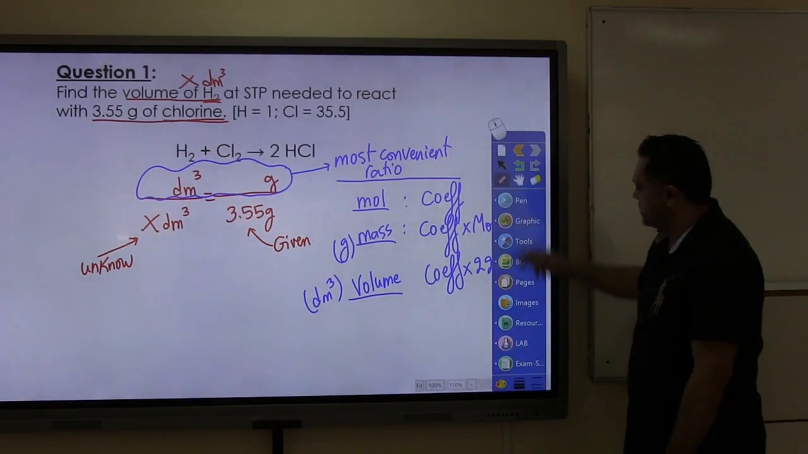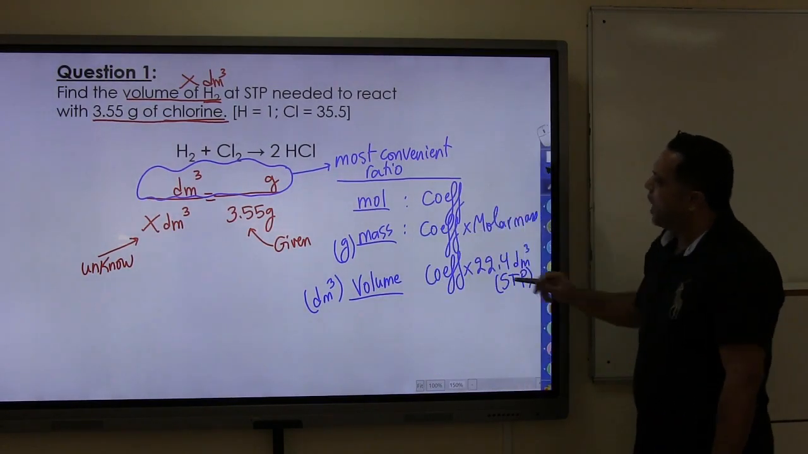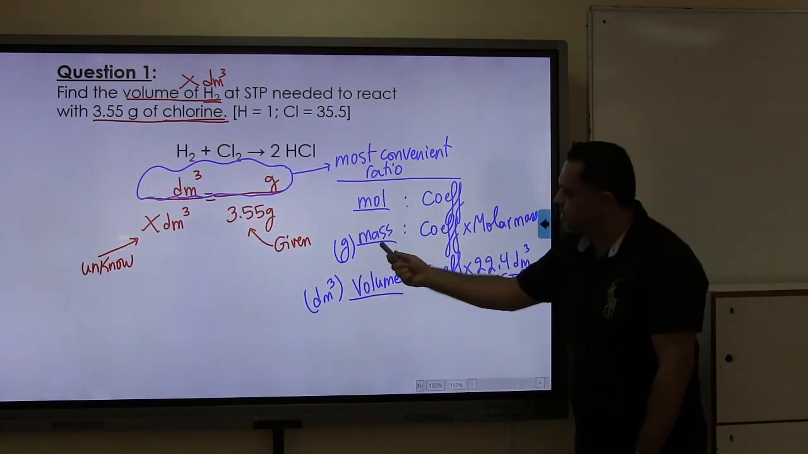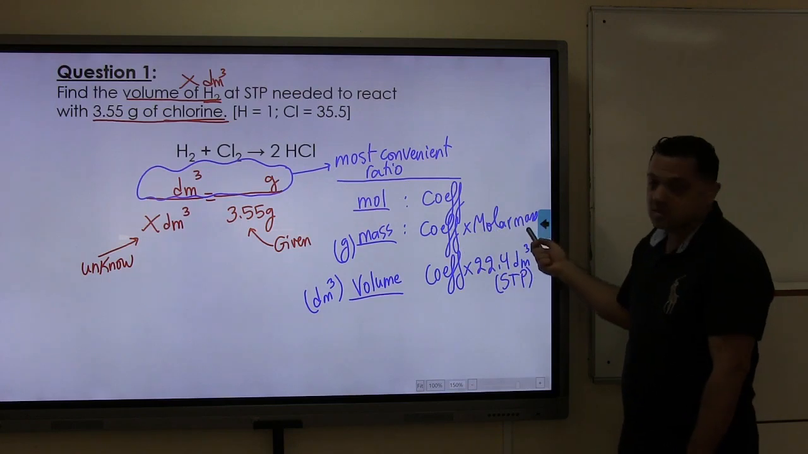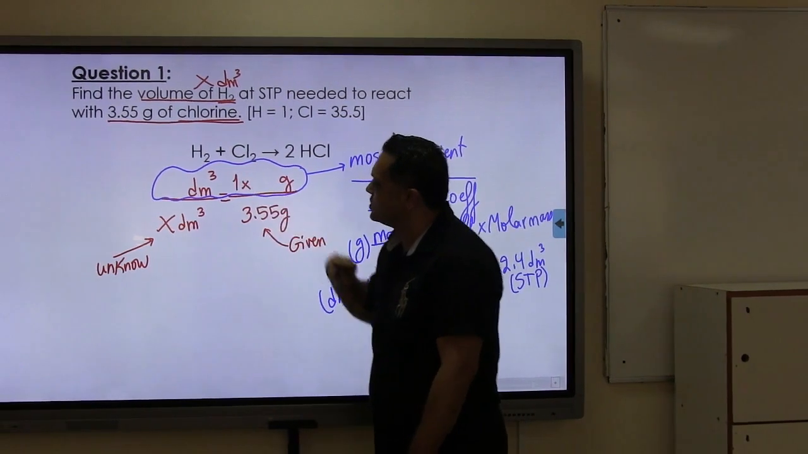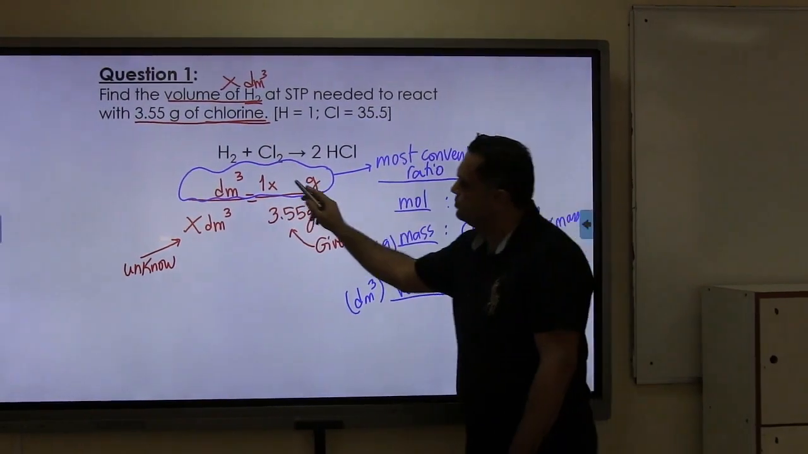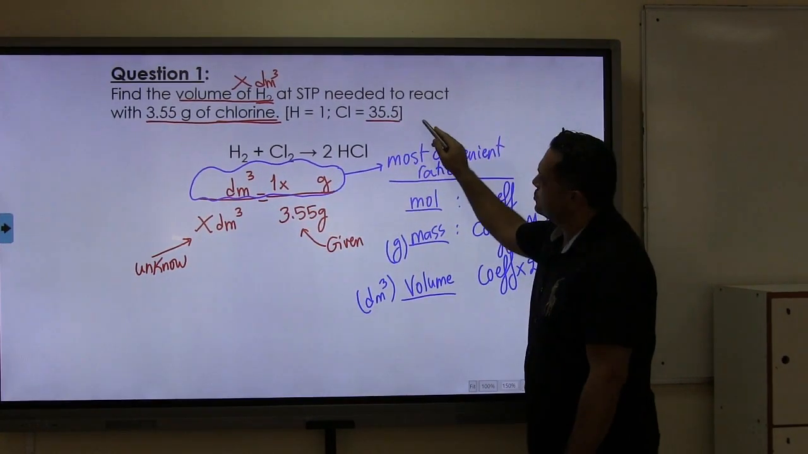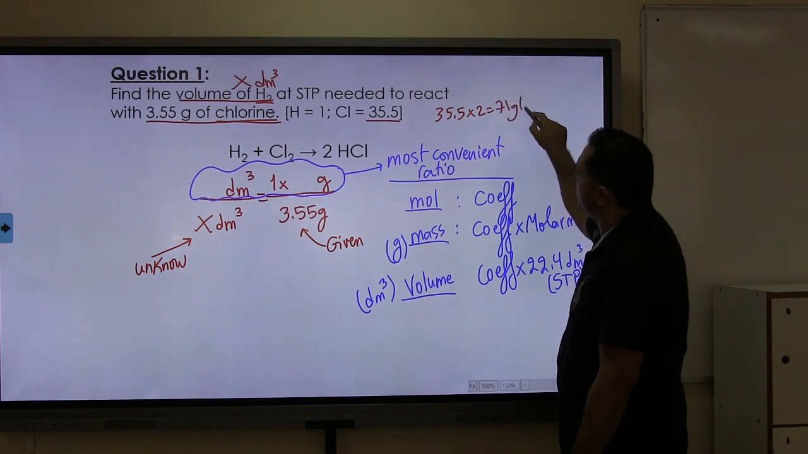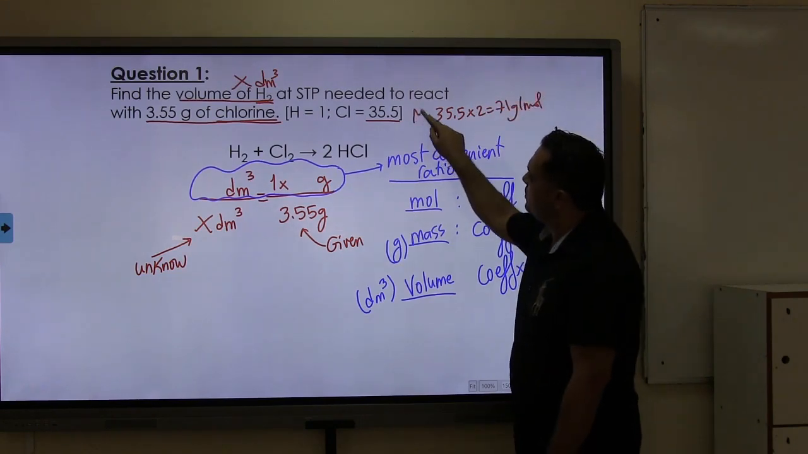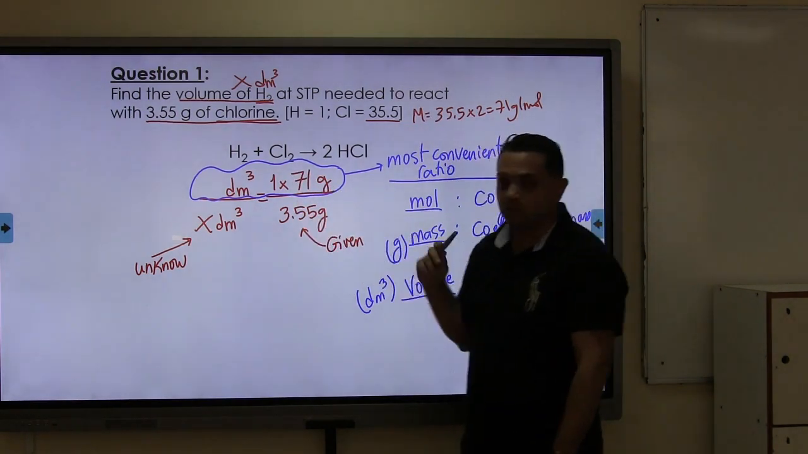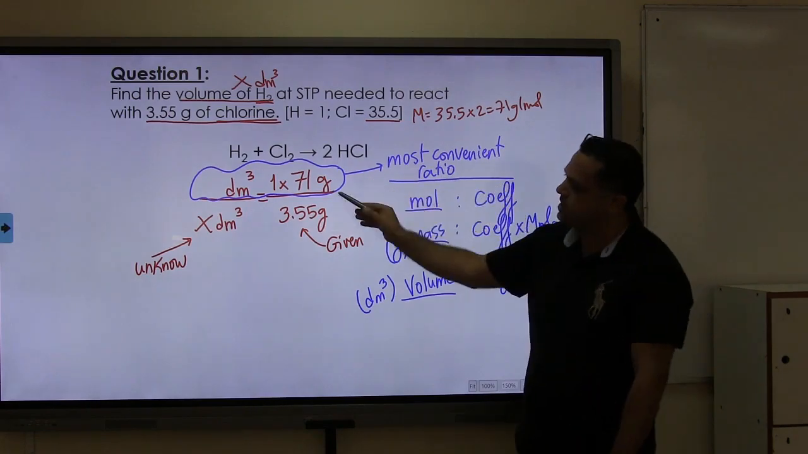Since in my question I want the mass, the grams, and I want the volume, I will follow this. For the mass, coefficient times molar mass. Since this ratio is for the Cl2, the coefficient here is 1, so it will be 1 times the molar mass for the Cl2. Cl is 35.5, so it will be 35.5 times 2, 71 grams per mole. So this will be the molar mass for the Cl2, and I will put the 71 here, 71 times coefficient 1. This will be the most convenient ratio for the Cl2.